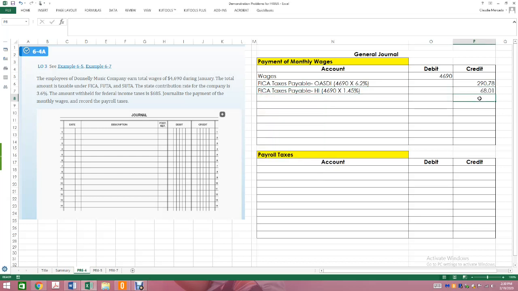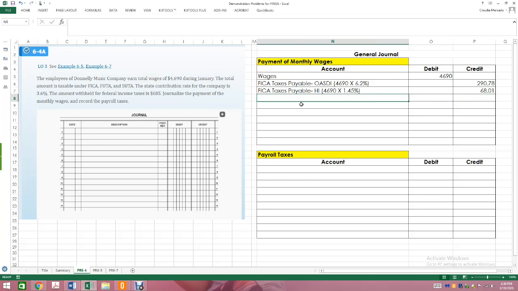Now, anytime you see a payable, you're putting money into the account, you are going to credit it. When you are taking money out of the account, then you would debit it. In this case, we're taking money out of the employee's paycheck and we're putting it into each of these payable accounts.